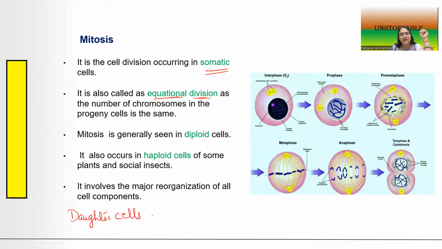daughter cells are genetically identical to parent cells.